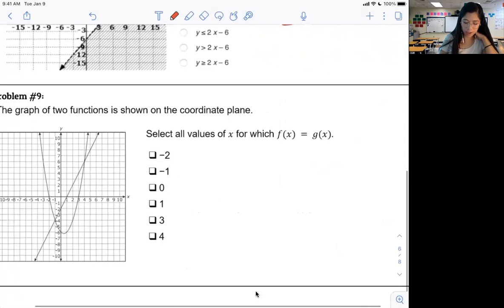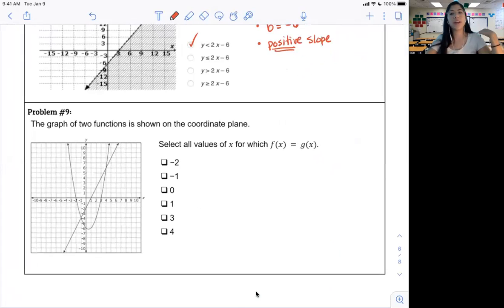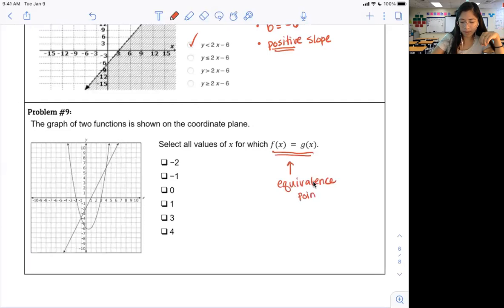Okay. This one we didn't talk about yesterday, so I'm glad we're going over it now. Select all the values of x for which f of x equals g of x. So what is this point called? Does anyone remember? When f of x equals g of x. Intersection point. Yeah. Technically, it's called the equivalence point. But basically, it's where they intersect.